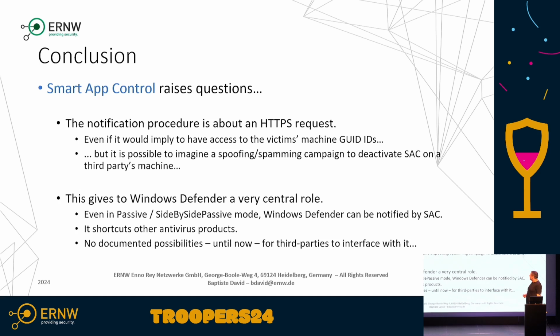But the main conclusion I would like to share with you is maybe that Smart App Control raises questions. The first one is that the notification is about an HTTPS request. To be able to make it correctly, we will need access to the victim's machine to get all the serial numbers and so on. But nothing prevents us from taking the request from a machine and spoofing or spamming it to another machine, pretending that you are the other machine, to deactivate SAC on it by pretending you launch a lot of untrusted applications. That could be an idea to deactivate SAC remotely on another machine.